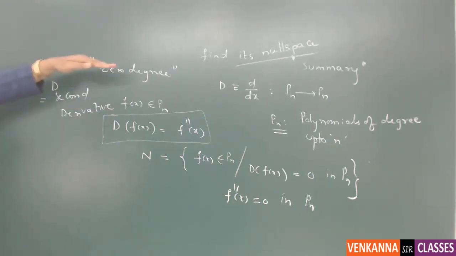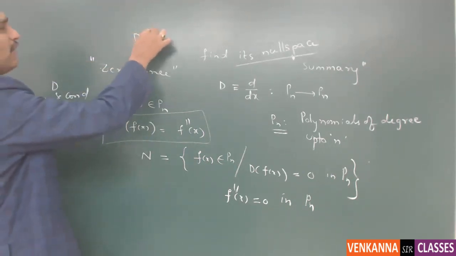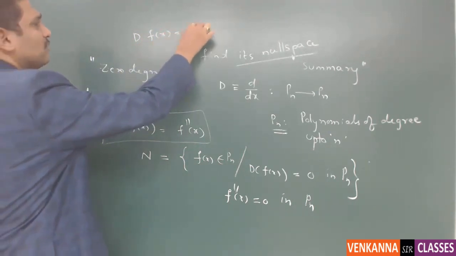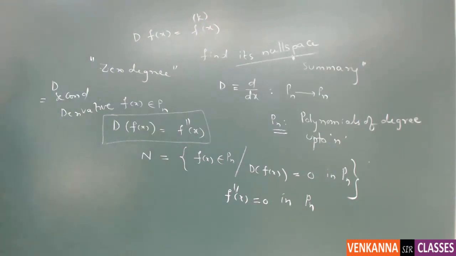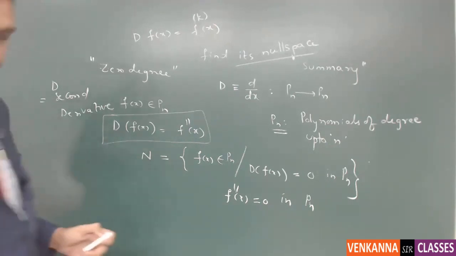Similarly, you can extend this concept up to the kth degree. Let me say I have defined d of f of x as the kth derivative of f. Then the null space is nothing but the set of all polynomials of degree up to k minus 1. So this is the question asked in 2010. Fine. Is it clear? Right. So let us consider the other one.